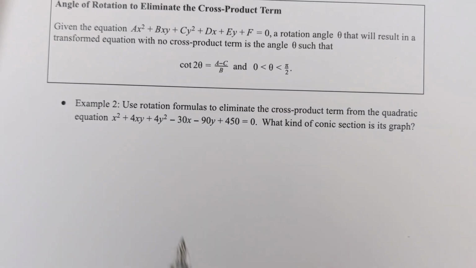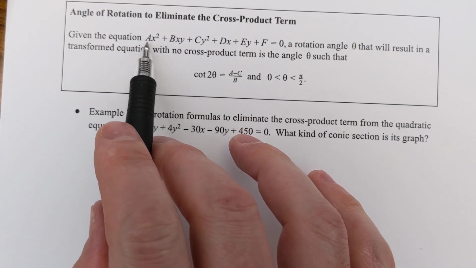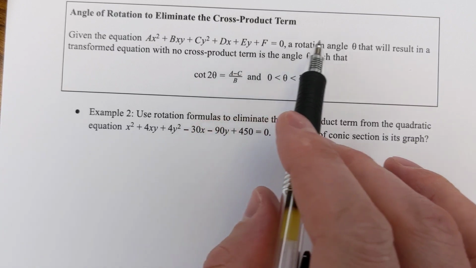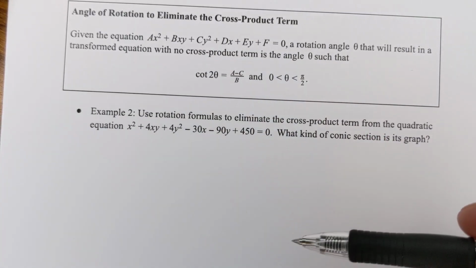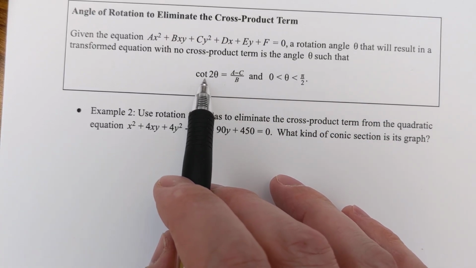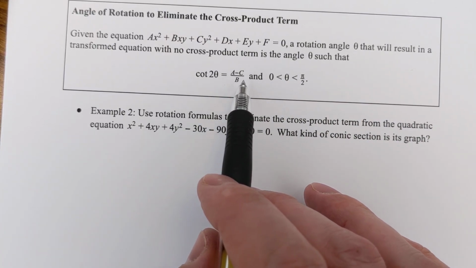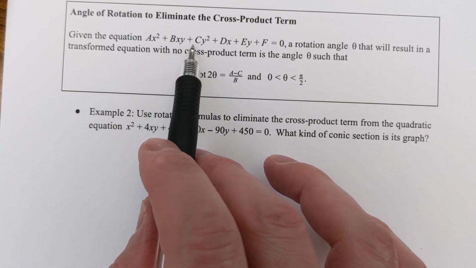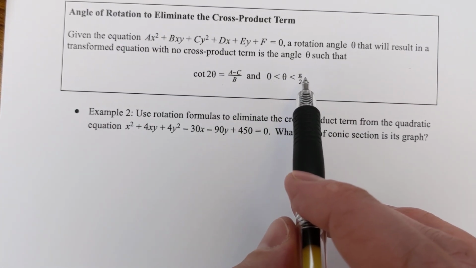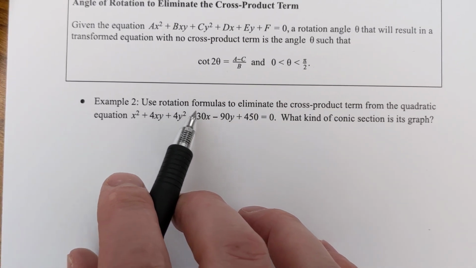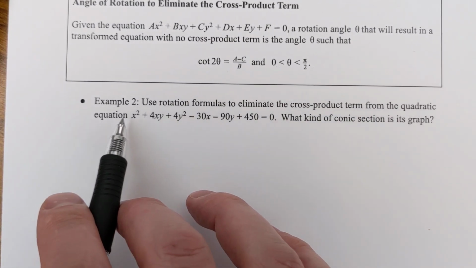Okay, so given this garbagey equation, ax squared plus bxy plus cy squared, so all these terms, a rotation angle theta that will result in a transformed equation with no cross product terms like the one we did before is found by doing this. So the cotangent of 2 theta is a minus c over b, where a, b, and c are these first three coefficients here. And assuming your angle is between 0 and pi over 2, because you want to measure in the first quadrant. So use rotation formulas to eliminate the cross product term with the quadratic equation, and so on.